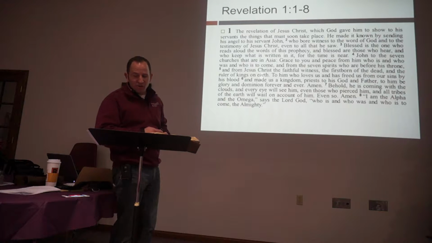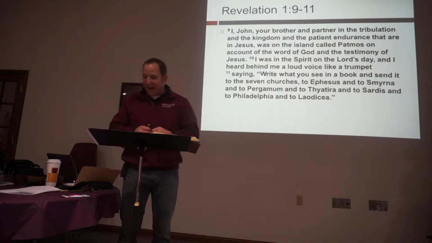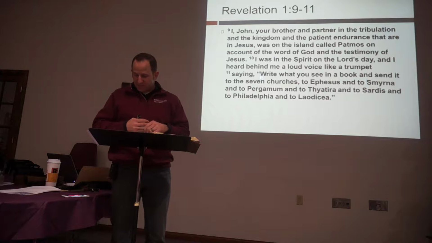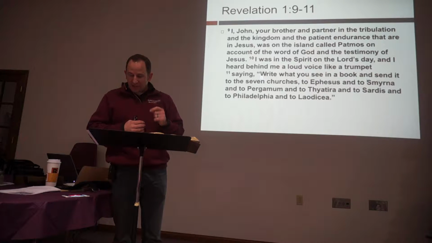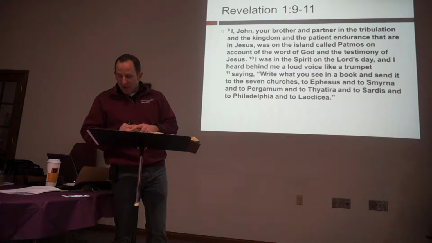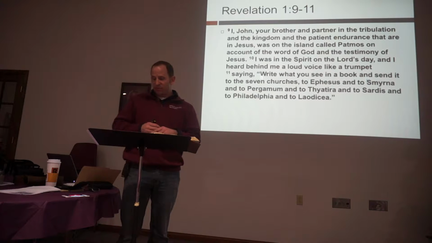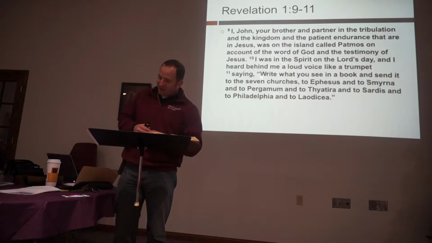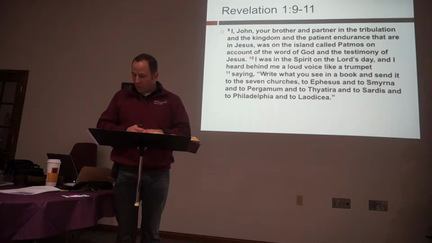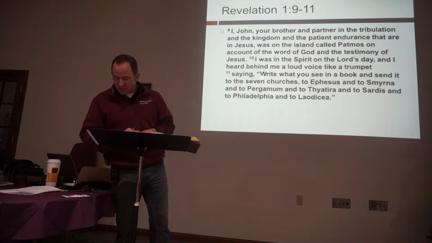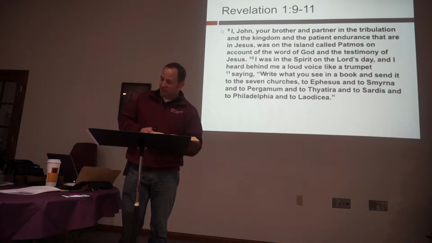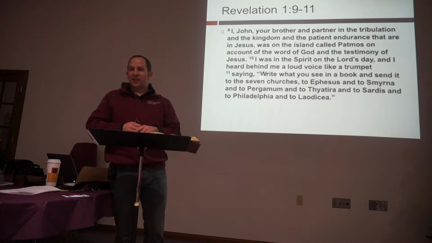So starting at verse 9, it says this: I, John, your brother and partner in the tribulation and the kingdom and the patient endurance that are in Jesus, was on the island called Patmos on account of the word of God and the testimony of Jesus. I was in the Spirit on the Lord's day, and I heard behind me a loud voice like a trumpet saying, write what you see in a book and send it to the 7 churches, to Ephesus, to Smyrna, to Pergamum, to Thyatira, to Sardis, to Philadelphia, and to Laodicea.